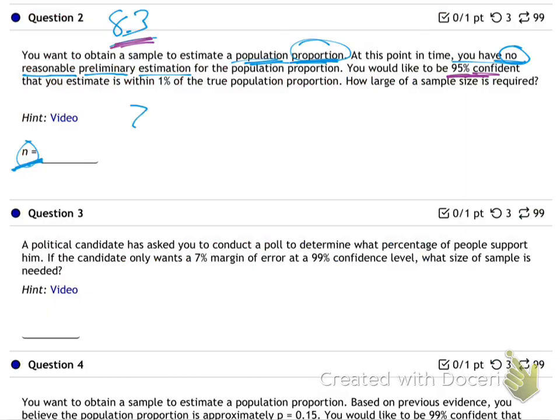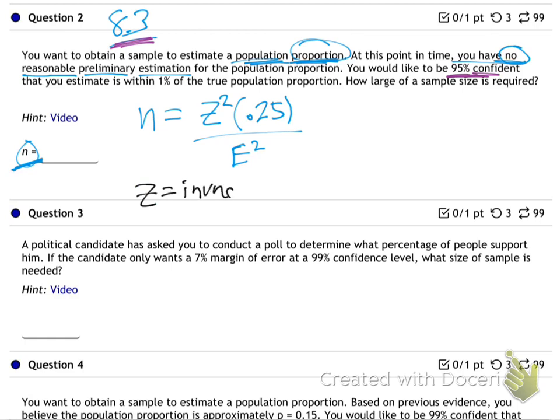Let's write it down. It's going to be n equals z squared times 0.25 over e squared. And how do we get the z? That's the inverse norm thing, huh? Inverse norm, parenthesis, and then 1 minus confidence divided by 2, comma 0, comma 1. What is the confidence level on this one? 95%, right? 0.95 right there.